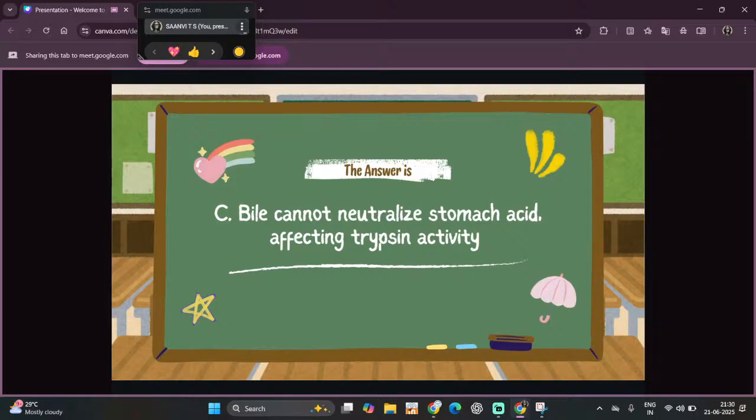So, bile, as mentioned earlier, is secreted by the liver and stored in the gallbladder. Bile helps in neutralizing the acidic pH when food comes from the stomach. And hence, if bile doesn't function well, it cannot neutralize stomach acid. And trypsin is a specific enzyme which only operates at a higher pH. Hence, trypsin activity is affected, which leads to incomplete protein digestion.